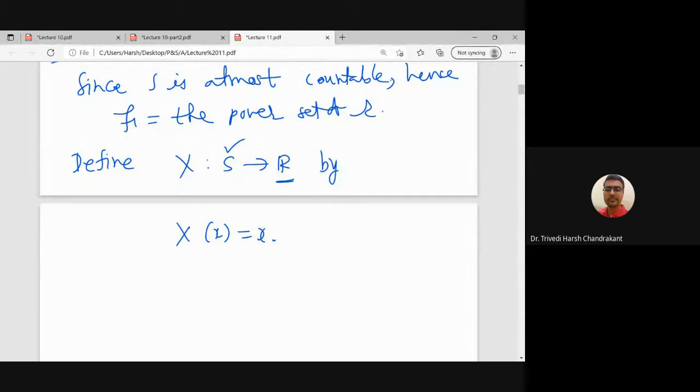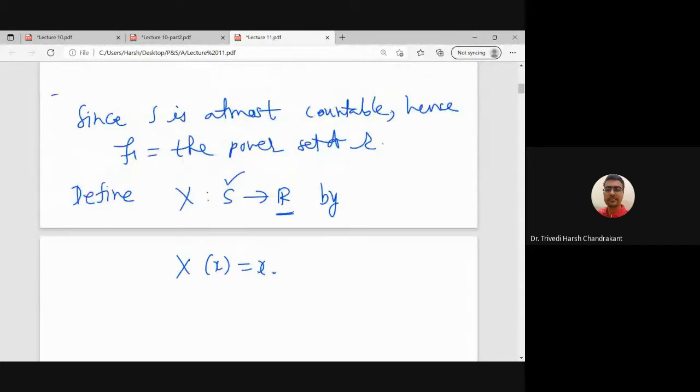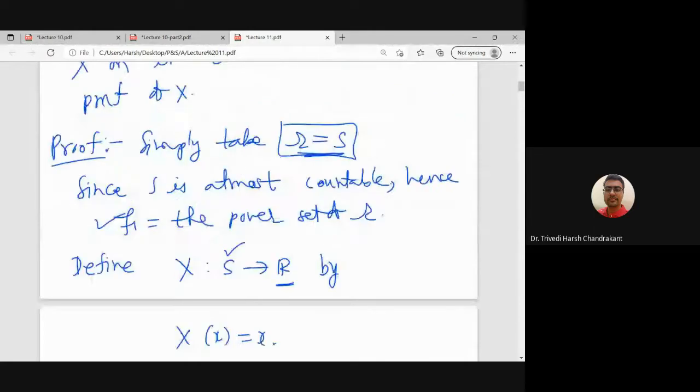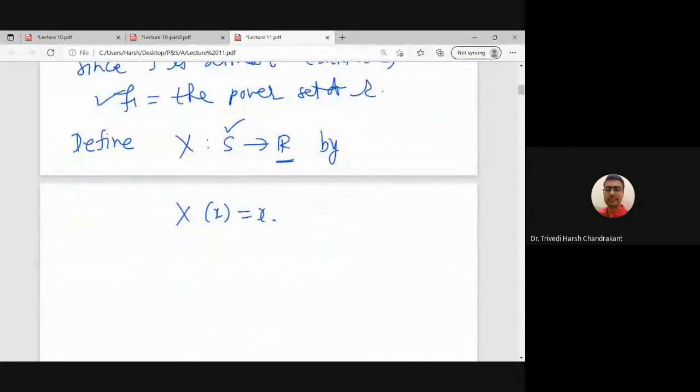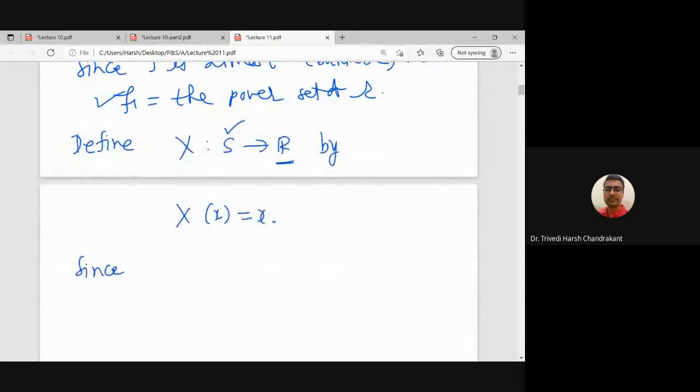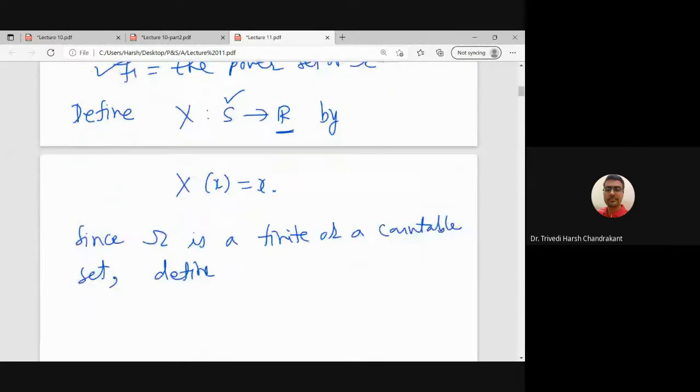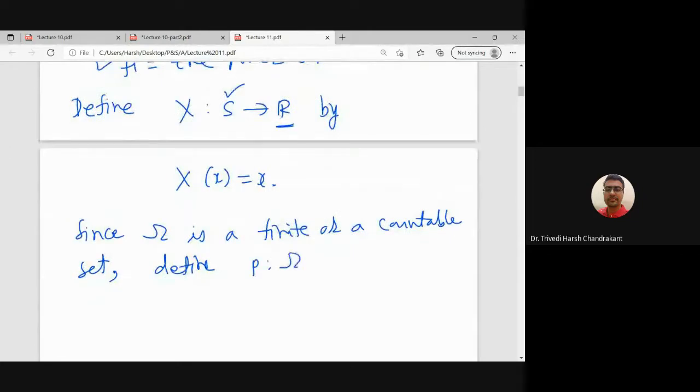And now we define f. We define the sample space. The only thing we need to define is the probability function. Since omega is a finite or a countable set, it is enough to define the probability function.